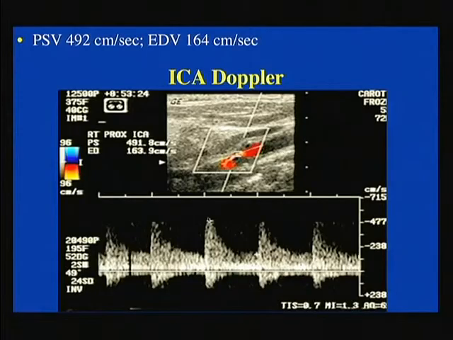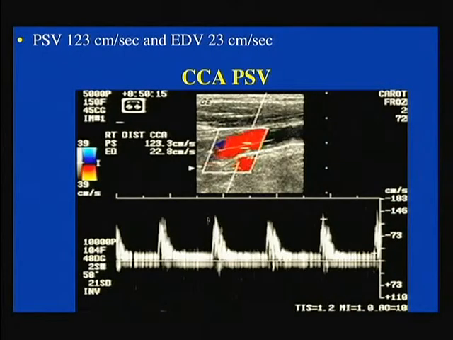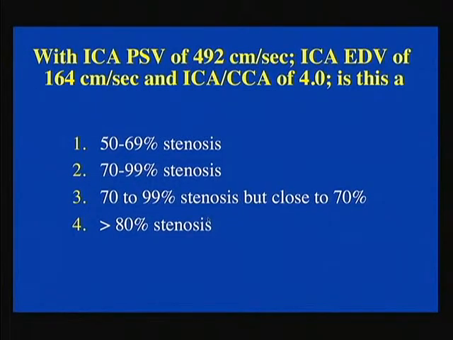Case number 9. Well, this one's easy. Peak systolic velocity is all the way up there, 492. So we're away from 125. We're away from 230. End diastolic velocity is 164. And in the common carotid artery, we have a peak systolic velocity. It's a bit elevated at 123. So why don't we do our ratios? So we have peak systolic velocity 492, end diastolic velocity of 164, and we also have a ratio, believe it or not, at 4.